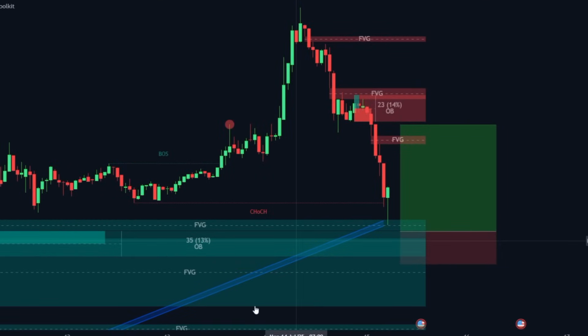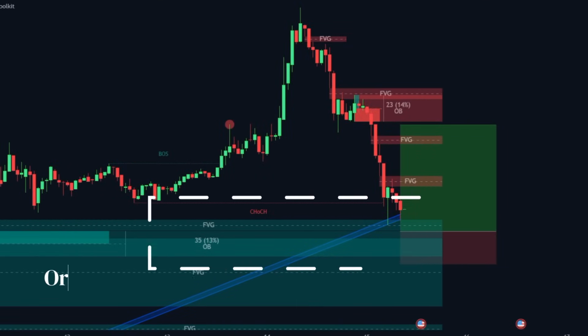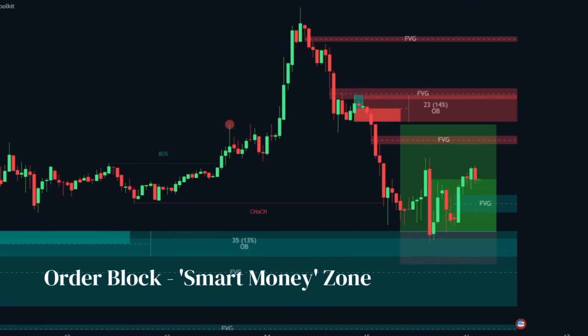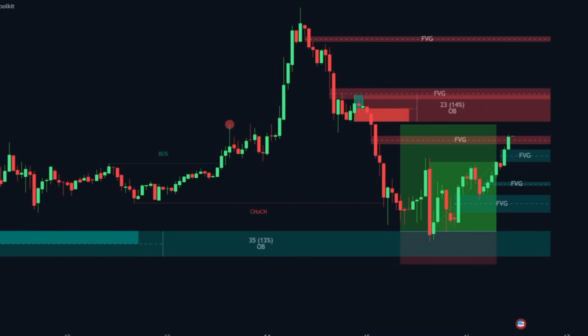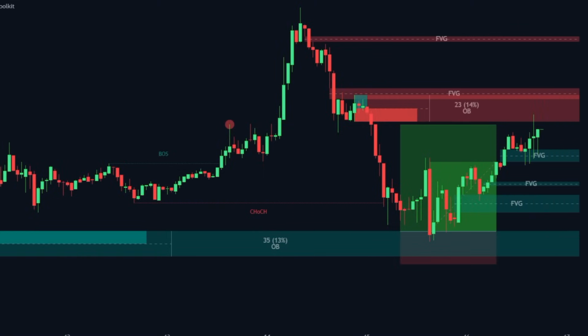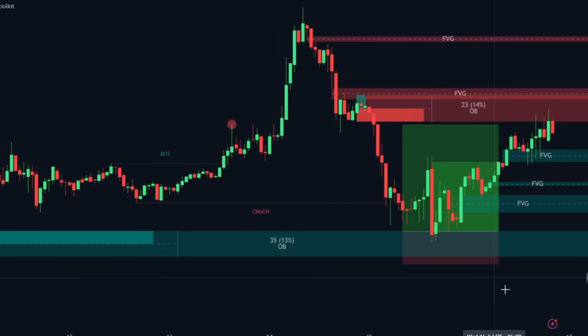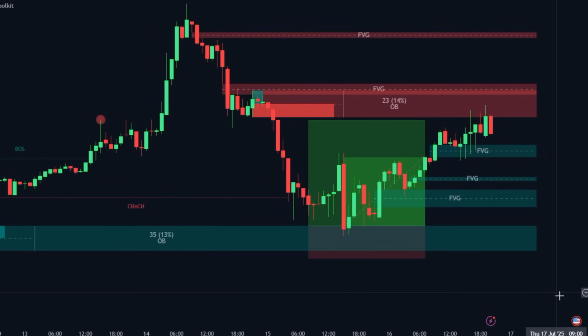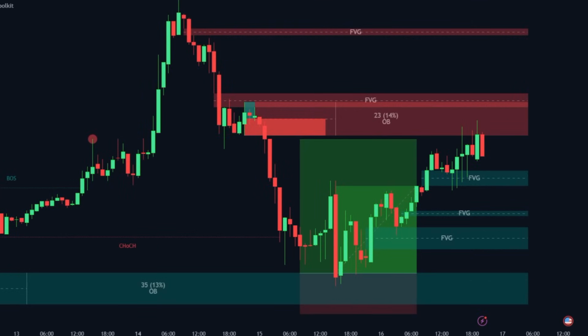It also identifies order blocks. These are specific candles that show where big institutions, the smart money, likely placed a huge number of orders. When price returns to these zones, we can expect a powerful reaction. They are like supercharged support and resistance levels. Essentially, this one indicator cleans up our chart and automatically points us to the most important areas to watch for a potential trade.